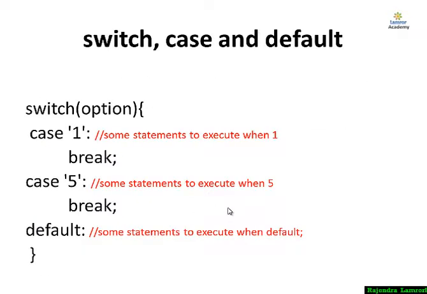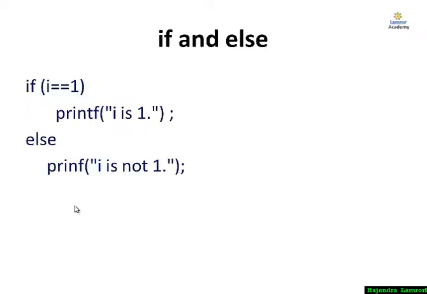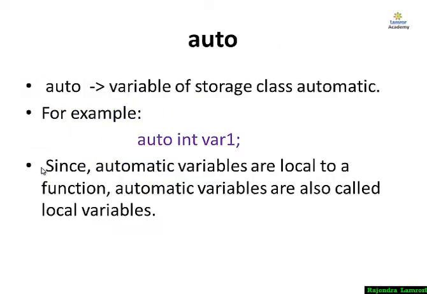Okay, switch case. We use switch case when you have many options. Case 1, case 2. I have here case 1, case 5, and default. If the option value is 1, it executes the case 1 statement. If the option value is 5, it executes this statement. If the value is anything except 1 and 5, it executes the default statement. Okay, if and else. If the value of i equals 1, then it prints i is 1. Else, any value except 1, goes to the else part.